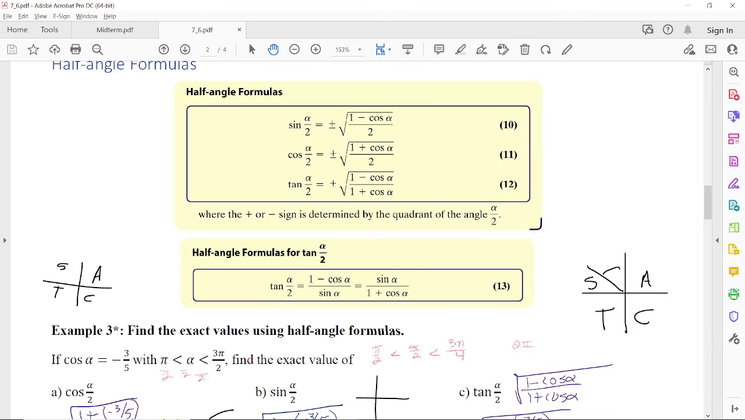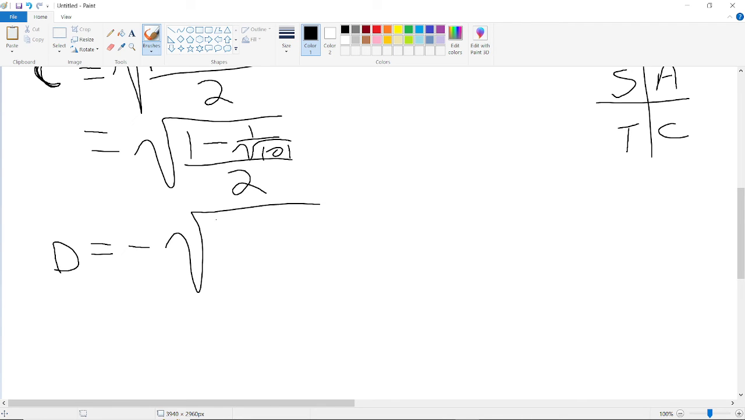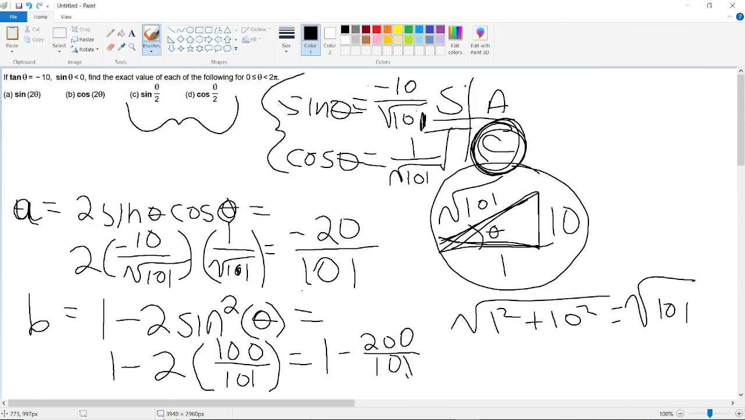And then what's the formula for cosine? 1 plus 1 over square root 101, over 2. So this is going to be negative. And that's our answer to all of them. So we just learned, based on where the original angle is, how to find what quadrant the half angle is. And then we did some examples of finding the double angles and half angles. Very good.